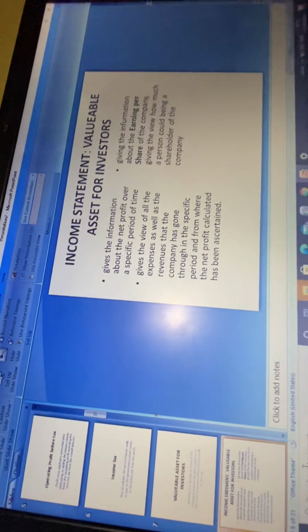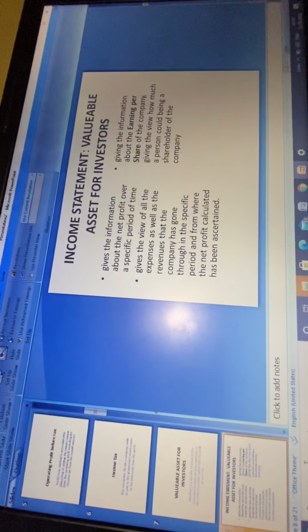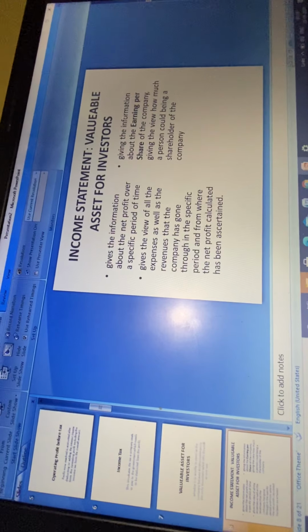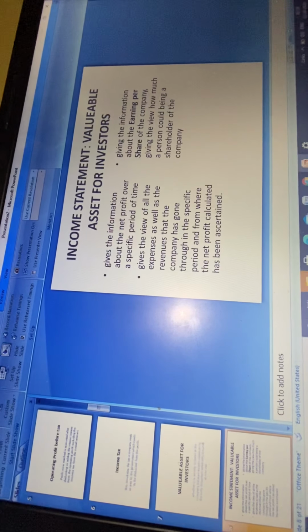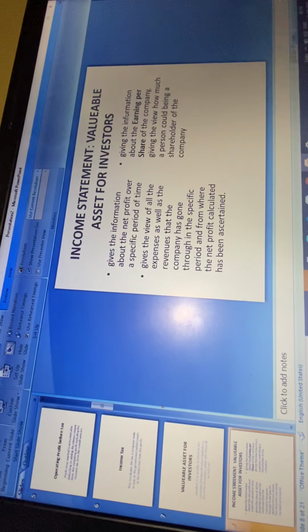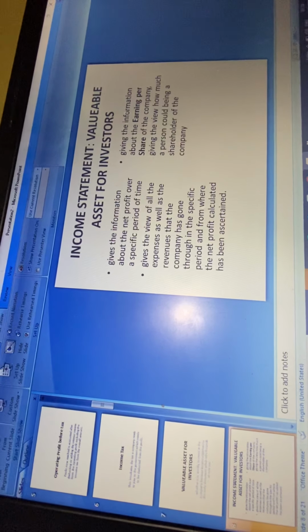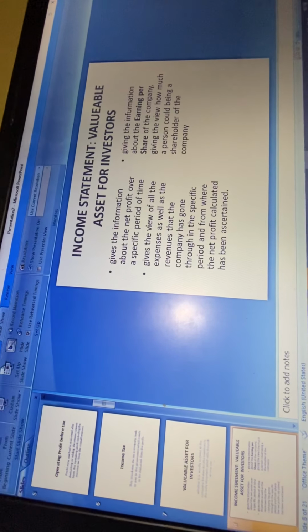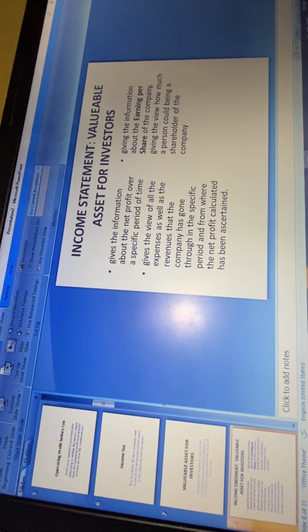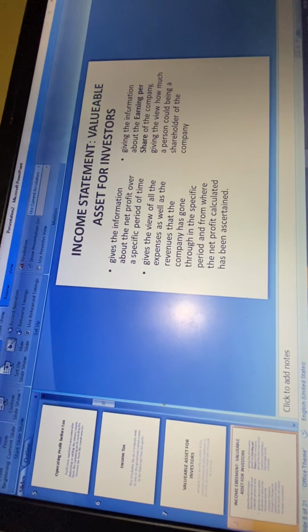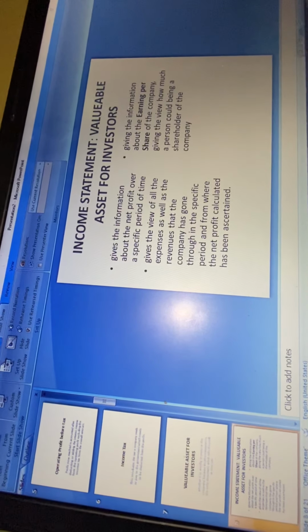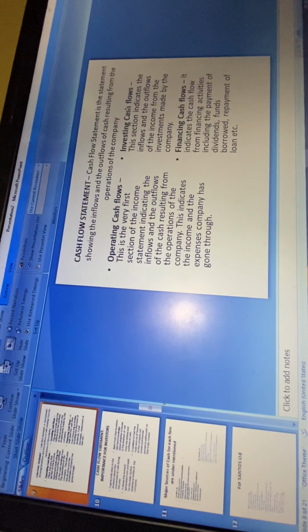Moving ahead, it also gives the information about the net profit, that is, the profit earned by the company in a specified period of time, and even it gives the view of all the expenses as well as the revenues which the company has gone through in its full financial year. It also gives the information about the earnings per share, that is, what is the per share earning of a company for each and every shareholder, and how much a person could earn being a shareholder of a company.